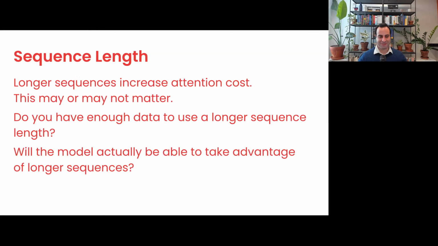The next big decision you have to make is sequence length. Sequence length is tricky. Longer sequences increase the cost of attention because the self-attention operation is quadratic. If you have a longer sequence, every token has to attend to every token. And so you end up paying this very big penalty, and it gets quadratically worse as you increase the sequence length.